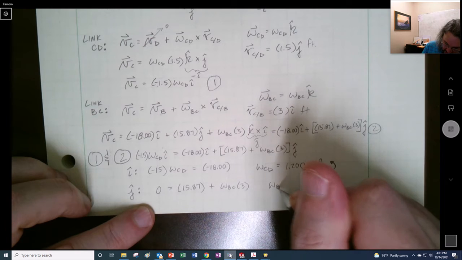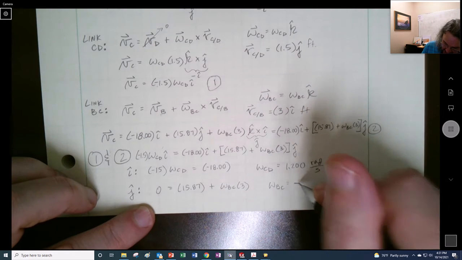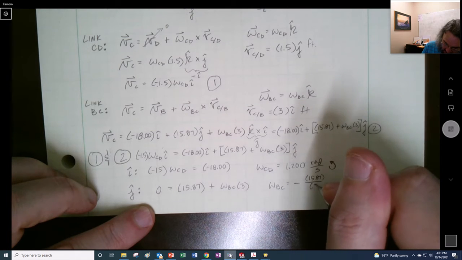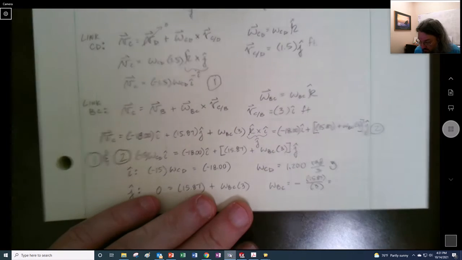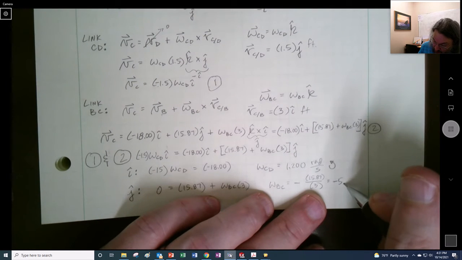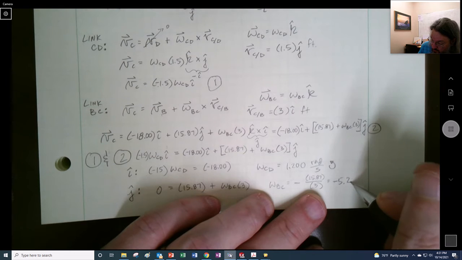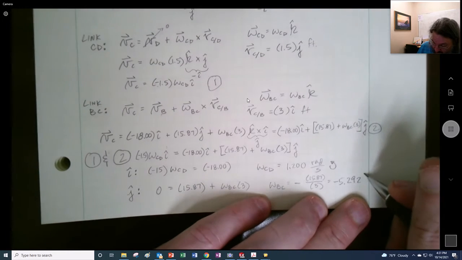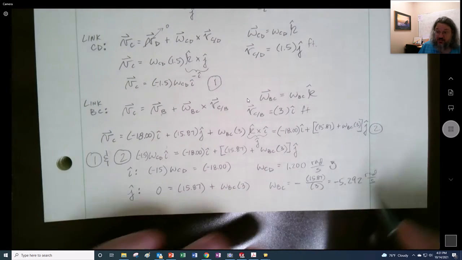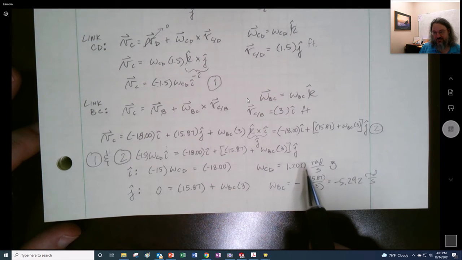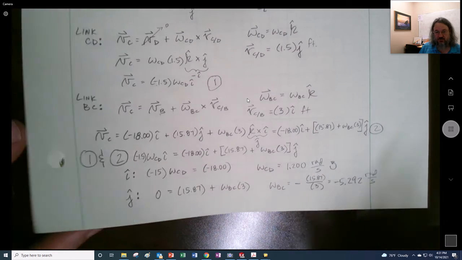Therefore, omega BC has to be equal to negative 15.87 divided by 3, aka negative 5.292 radians per second. Whoops, I went 15 minutes apparently. That's when my screen goes off. Therefore, that's clockwise. We don't want to write clockwise because there's a negative number there, but that's something, right? So here is what we were aiming for in our solution right there.